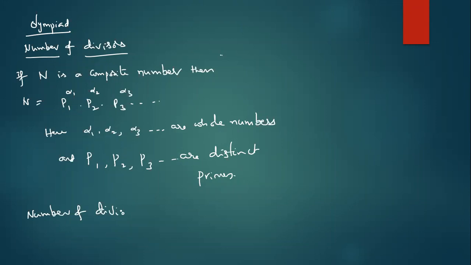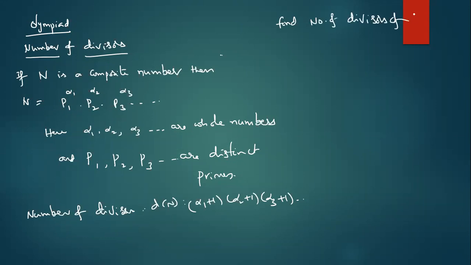Number of divisors is written as d of n. That is, see carefully, alpha 1 plus 1, whatever power is there, alpha 1, alpha 2, alpha 3 plus 1, and so on like that. So these are called the number of divisors or number of factors. Okay, so let us see one example. Find the number of factors or number of divisors of 18.